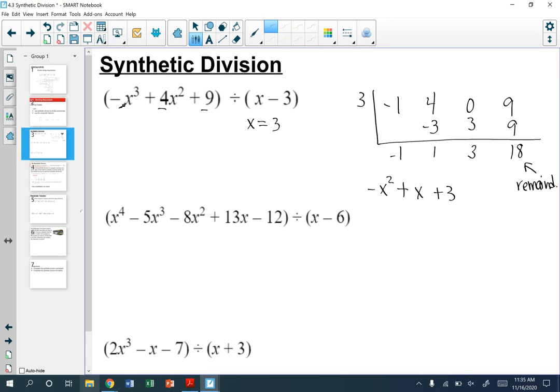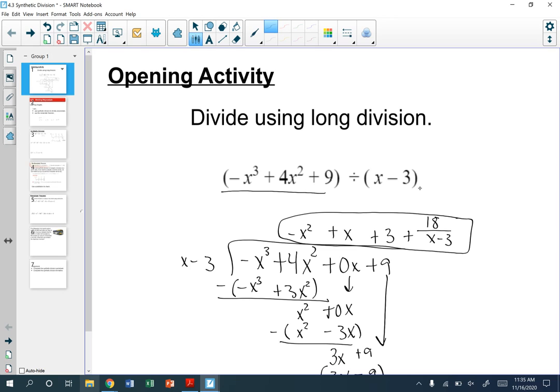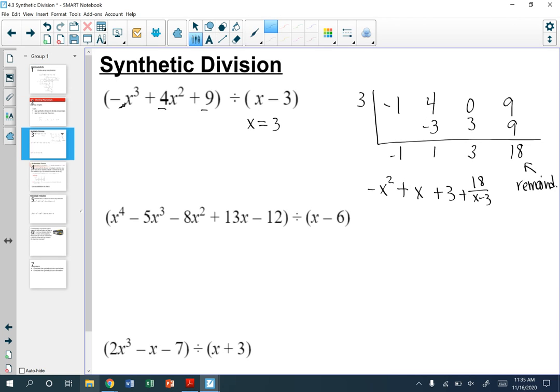Okay, so remember this, my remainder goes over, same concept, over my divisor. So my remainder here is plus 18 over, this originally was x minus 3. So notice this is the same exact problem that we did in our opener, done using synthetic division.